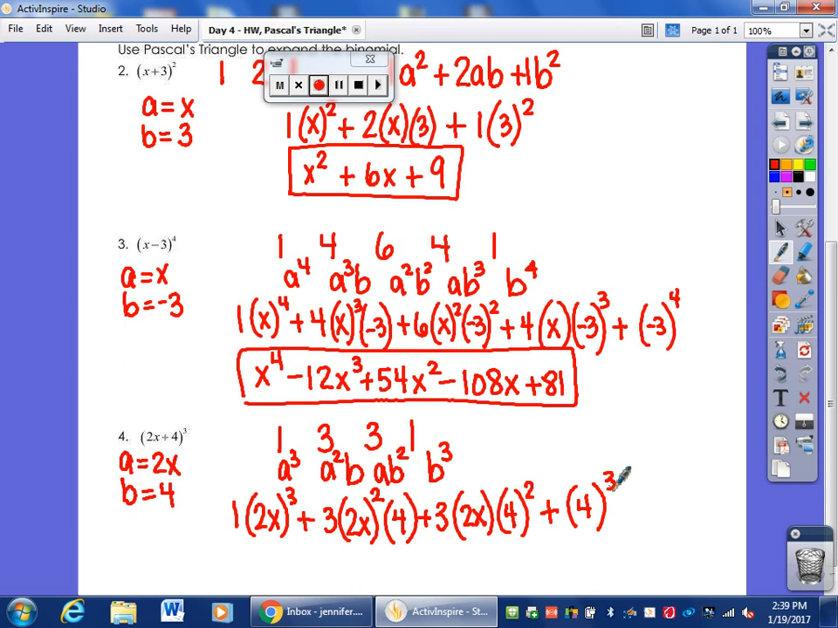All right, so now you have to do a little bit of math in your head. Okay, so this becomes 2 to the third power is 2 times 2 times 2. That's 8x to the third. 2 squared here is 4, times 3 is 12, times 4 is 48. So this becomes 48x squared. Because you have the 2x raised to the second power, that becomes x to the second. In the next term, you've got 4 squared, which is 16, times 2, which is 32, times 3, which is 96x. And then 4 to the third is 64.